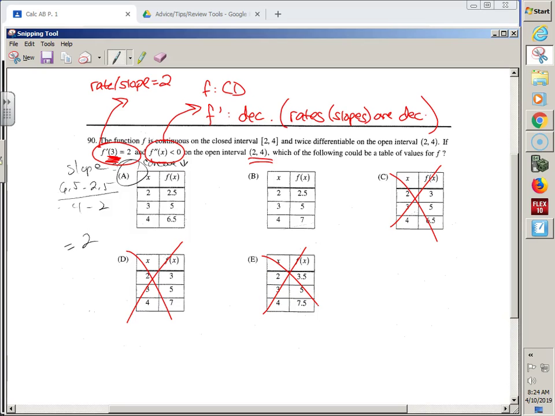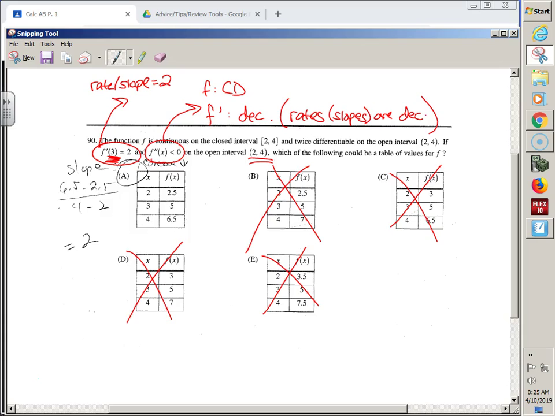Both of these have a rate higher than 2 on average before 3, which seems to make sense with a rate of 2 at 3, and it's decreasing, which means it should have been higher before. Now we have to look at after 3. What should happen to the rate as I move past 3? It should get smaller. So before is 2.5, before is 2.5, after is 1.5, after is 2. Which one makes sense? Only letter A. Bigger than 2 before, smaller than 2 after. All based on f prime decreasing.